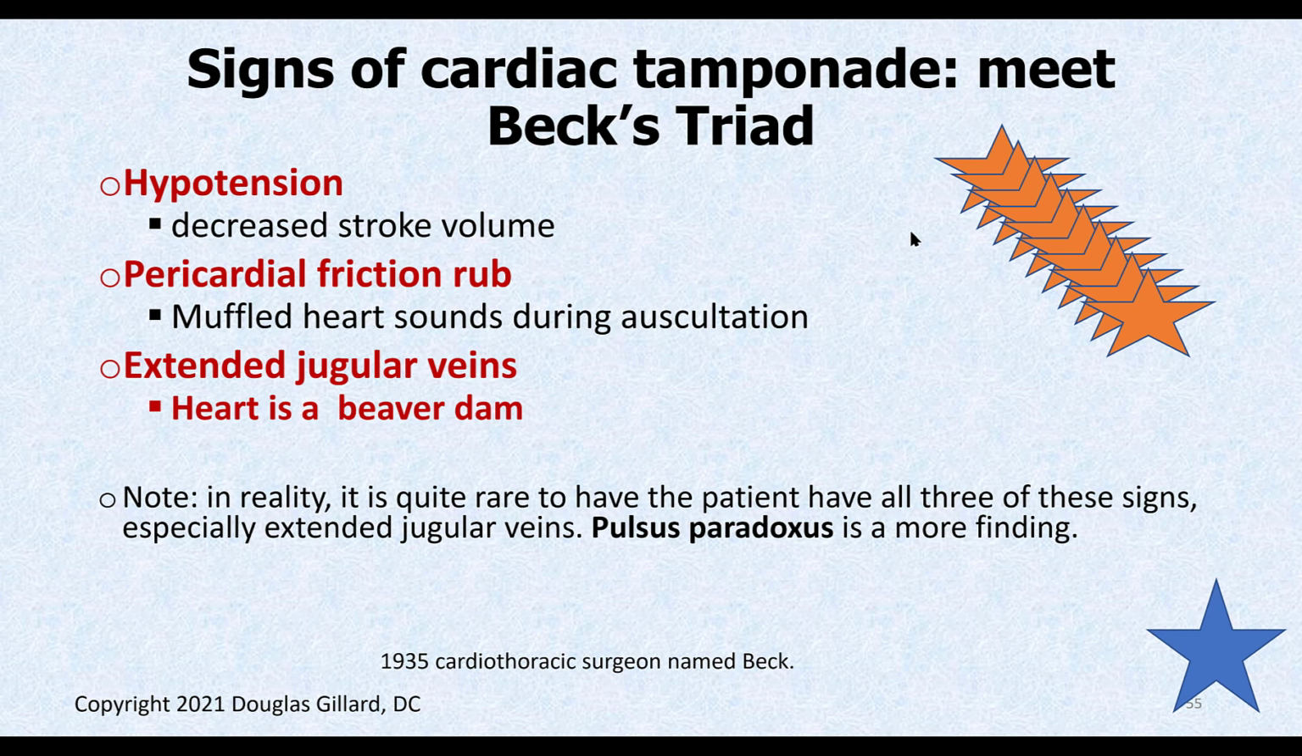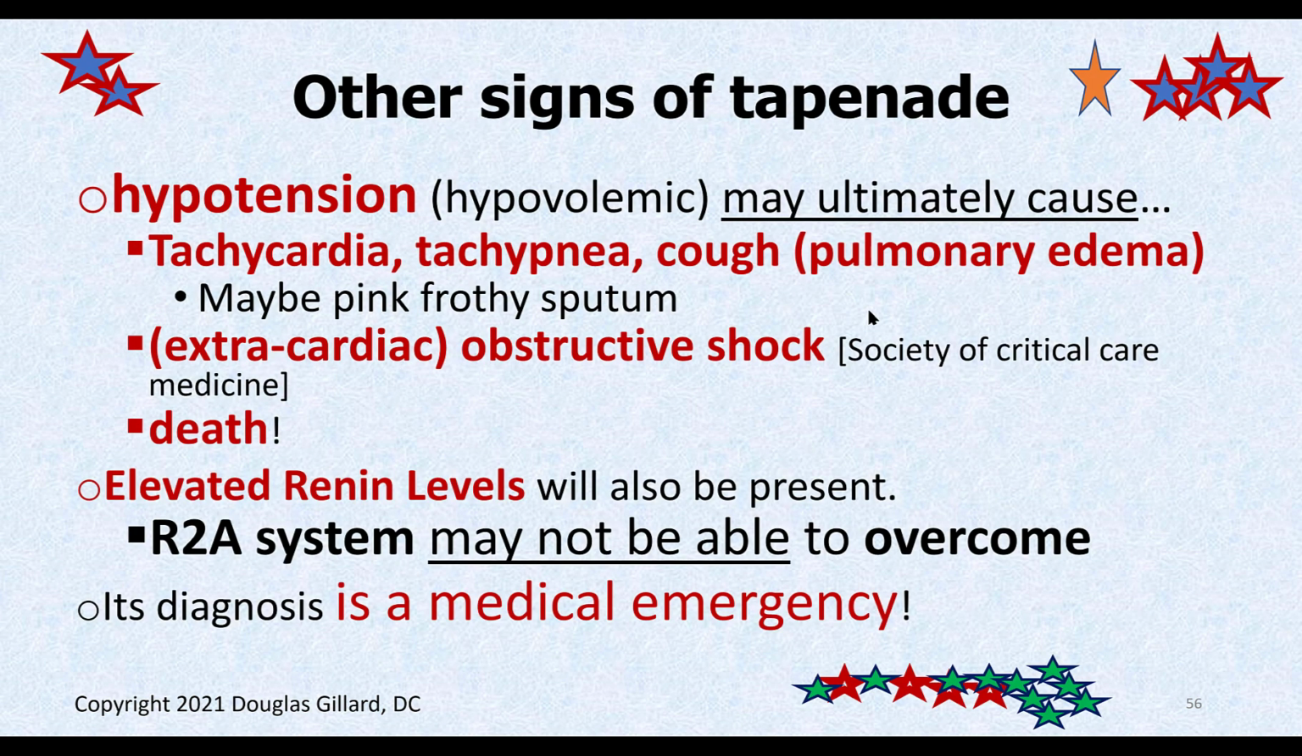Now, how can that happen? Well, the heart is a beaver dam. If you can't get blood to fill the heart, where's that incoming blood going to go? It's going to back up into the lungs, right? And so your jugular veins are going to bug out. And we'll talk more about pulsus paradoxus and Kussmaul's sign, kind of expand on that. But that's Beck's Triad, so note card. Make sure you know that.